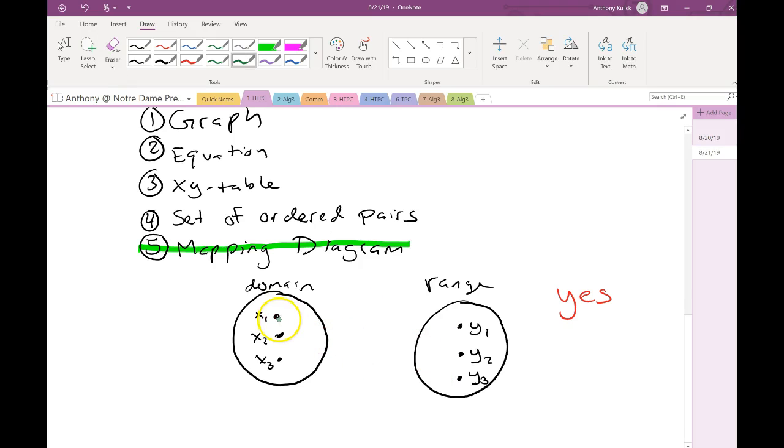What if we had this pairing? Is this a function? I heard some yeses and some nos. So, okay, the people that say no, what's the issue? Okay. Yeah, not every x is being paired. We have this guy that doesn't have a partner. So technically that one is not a function. Okay, good.